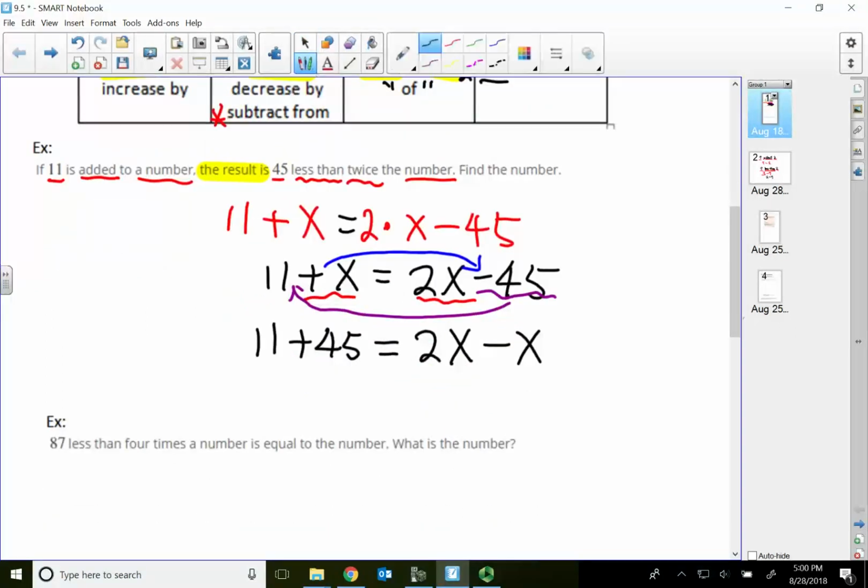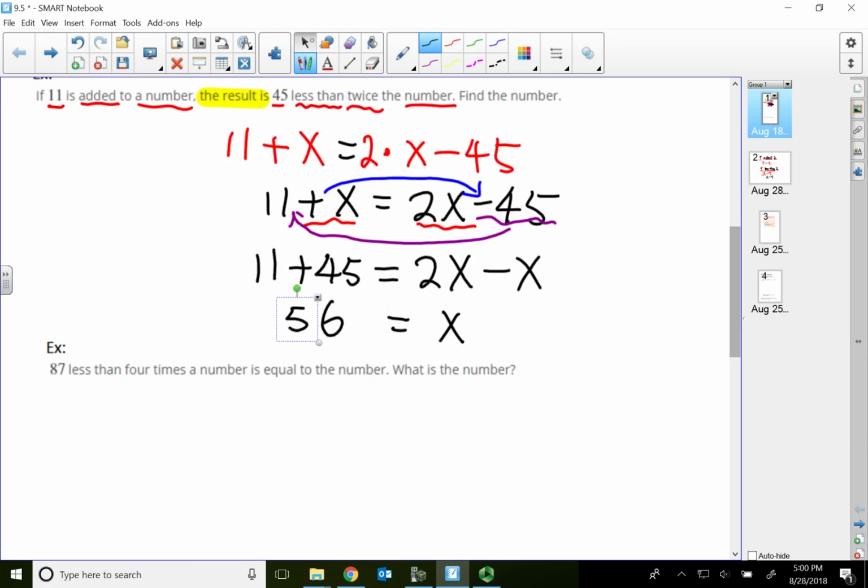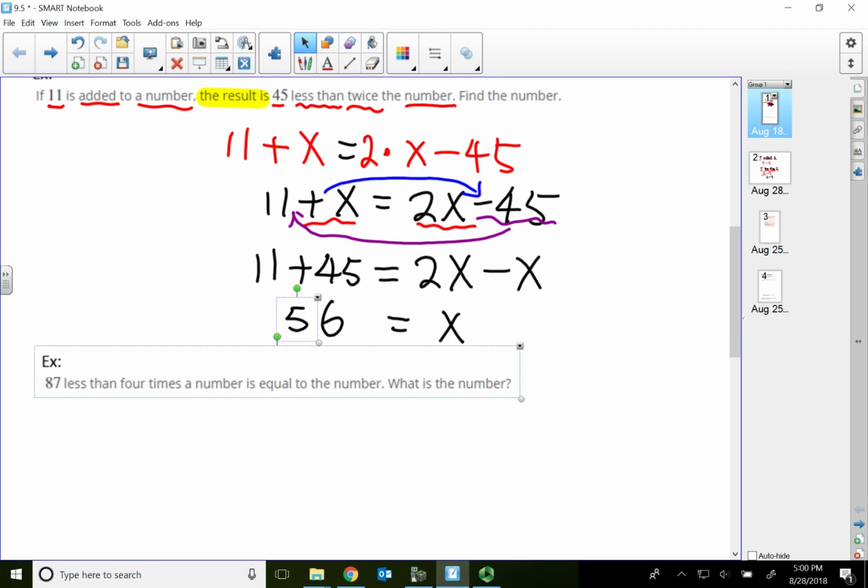All right, step number 5, combine like terms on each side. So 2x minus x, x equals 11 plus 45, on your calculator should be 56. So the answer is 56. Okay, so translate what it says rather than think about what it says. That's what these problems are designed to do.